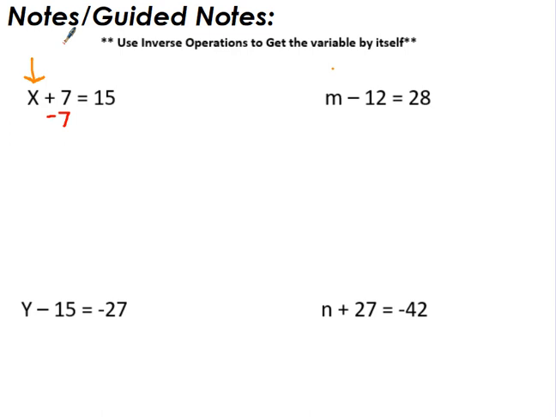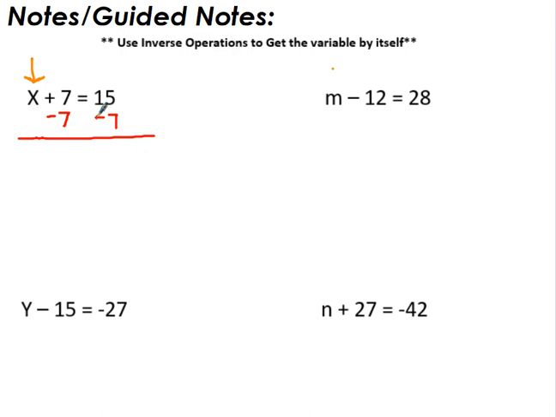Because we have to maintain balance. Equations is all about maintaining balance on both the left and the right-hand side. So if I decide that I want to subtract 7 on the left-hand side of the equal sign, I have to subtract 7 on the right-hand side of the equal sign so that both sides remain equal. I can't just take away 7 from one side and not do anything to the other, because now we're creating an imbalance here. Both sides are equal, so we always have to do the same thing to both sides.